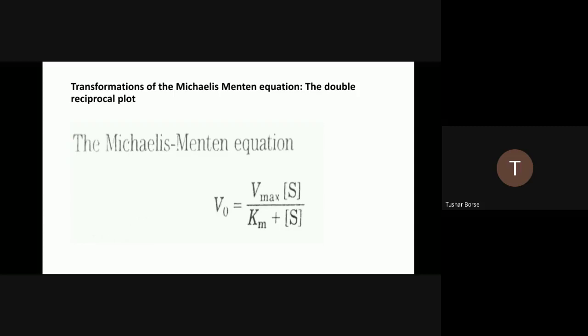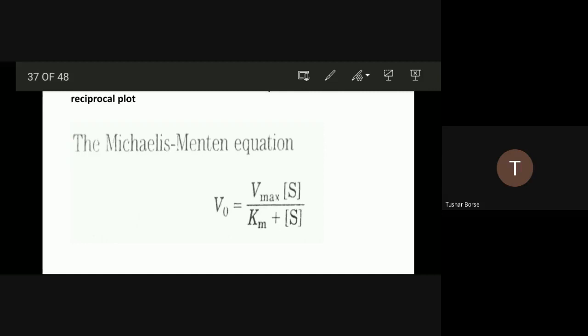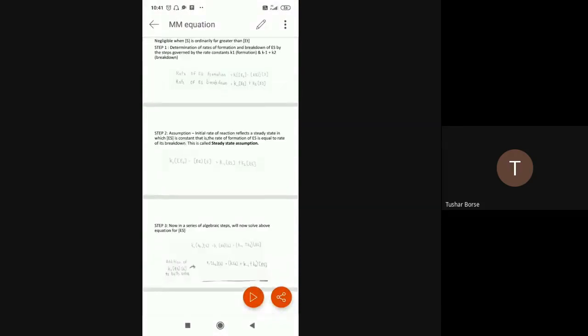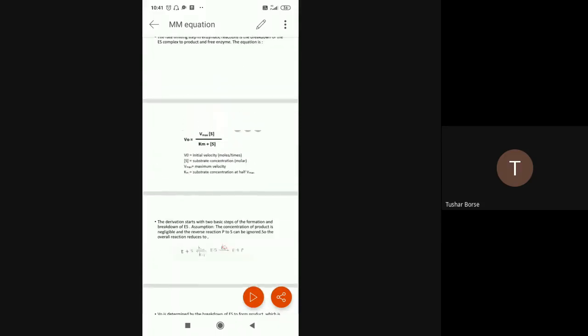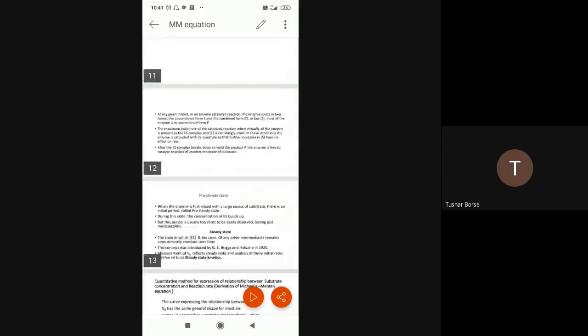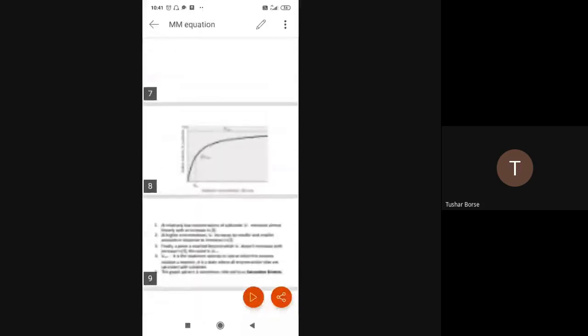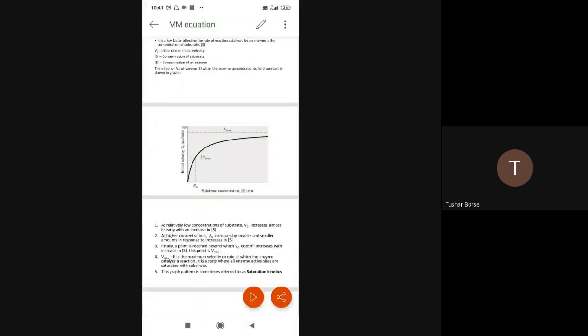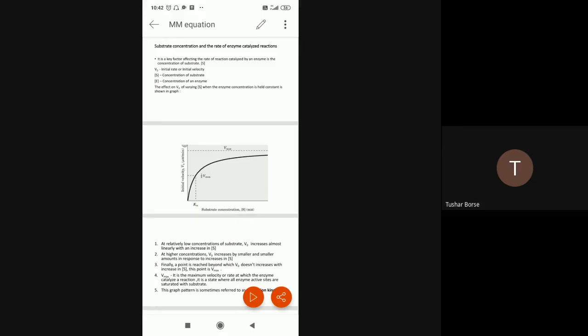Do you have the graph in your presentation? The rectangular hyperbolic graph. Yeah, yes, I have it. Can you show it? Yes. Here it is, sir. Yes, I can see it. I think all of you can see it.